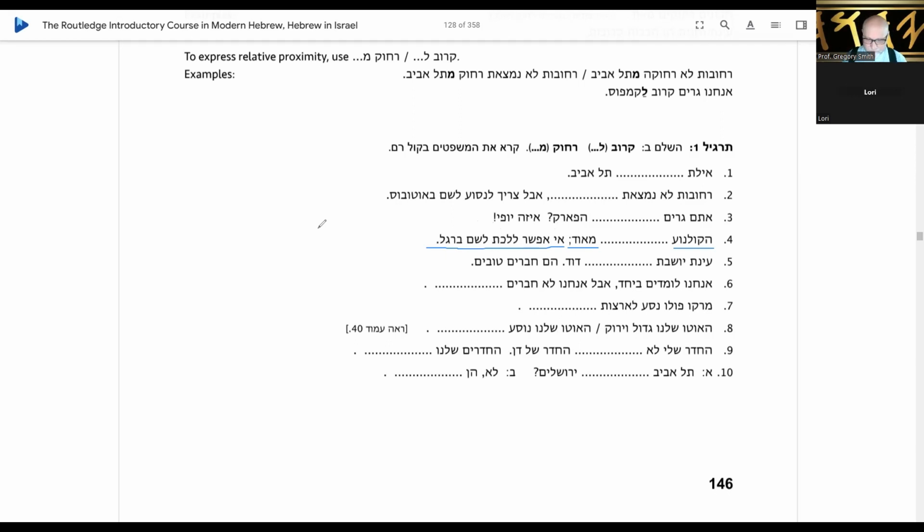Okay. It's efshar, which is, you can't go there on foot. Efshar, you can't go there on foot. So that means it's far, right? It's very far. So I wonder if it would be rahok. Me'od.